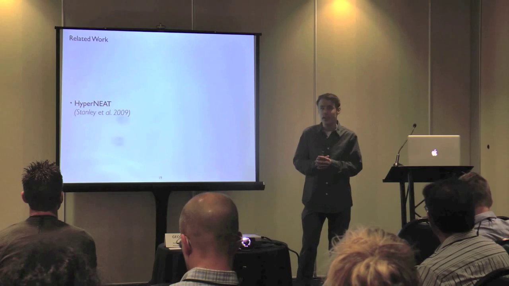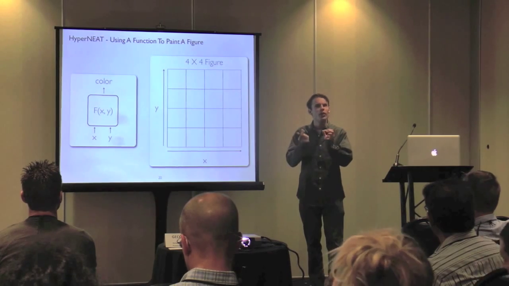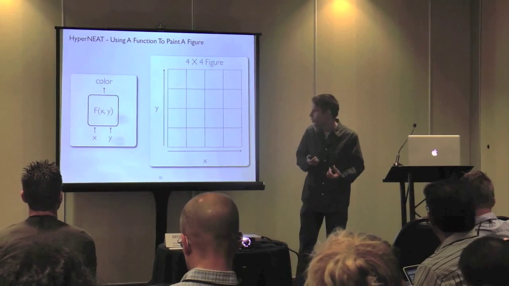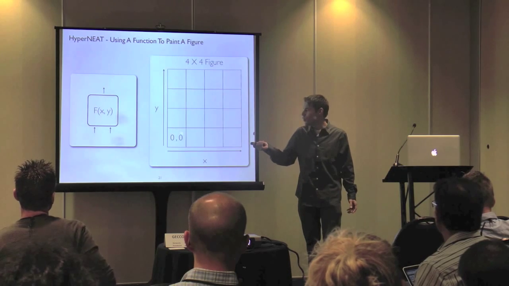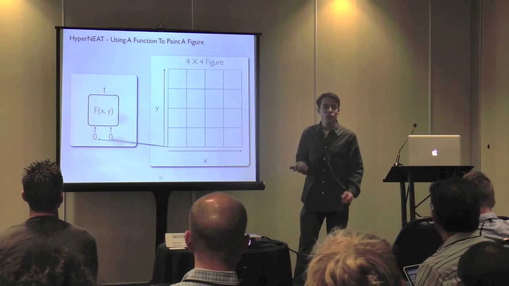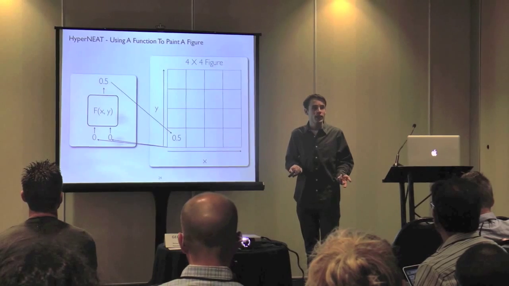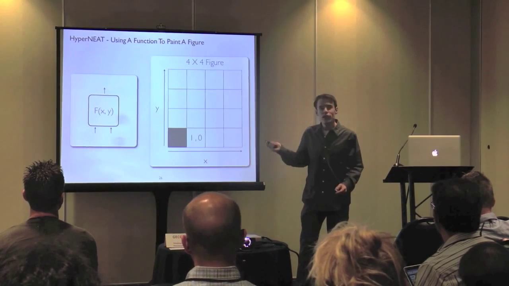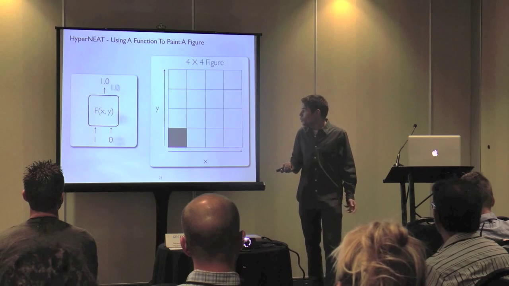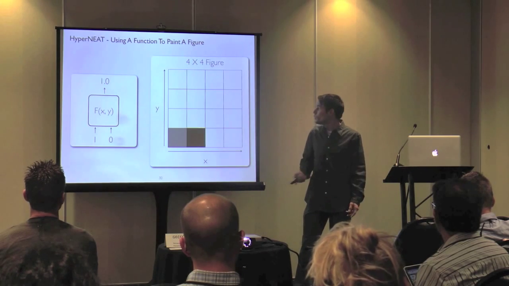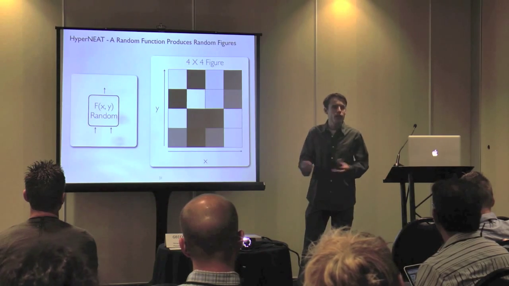HyperNEAT was first presented at GECCO by Stanley et al. in 2009. The idea behind HyperNEAT is that we use the geometric location of nodes to determine the connectivity of a network. For example, let's say that we want to paint this picture. What we can do is we can take the coordinates of a single pixel, we can put those coordinates into some sort of function. We can get the output of the function, interpret the output as a grayscale value, and paint the pixel. If we do this for the next pixel, the input coordinates are different, meaning that the function might produce a different output, and thus we can paint our picture. We can do this for every single pixel in the figure. However, if we do this with a random function, we get some sort of random network.